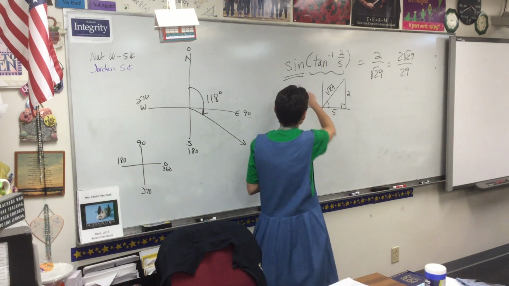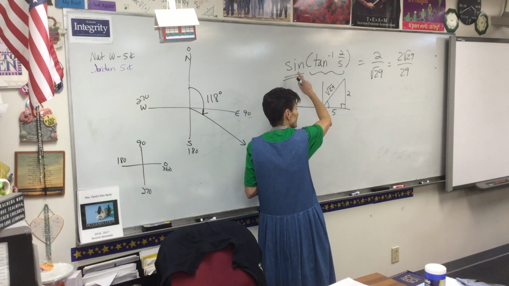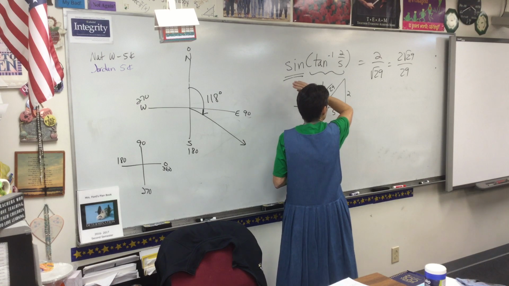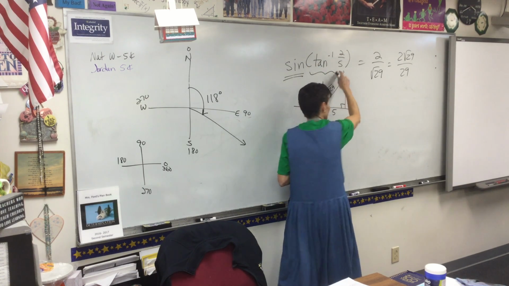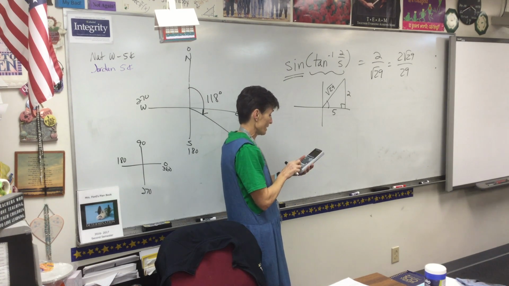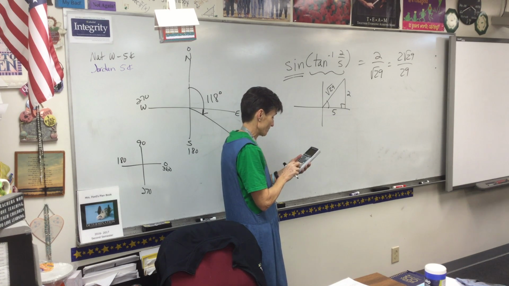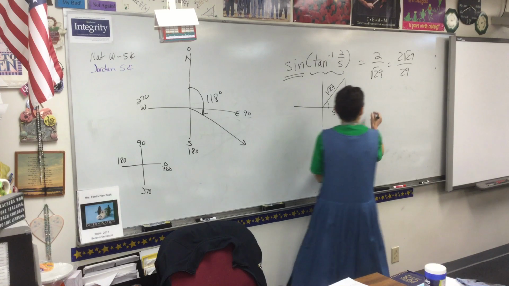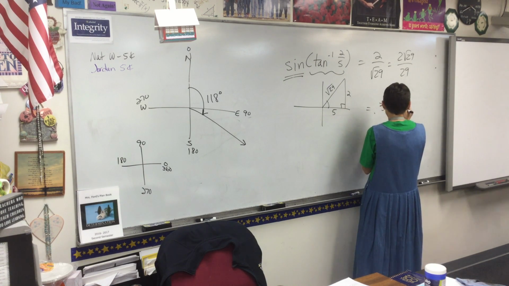Now, I'm just going to type that in. Please don't make it hard. Type sine, second tangent, 2/5. You don't have to type in parentheses, you don't have to do anything. Sine, second tangent, 2/5. And with the calculator, we get 0.3714.